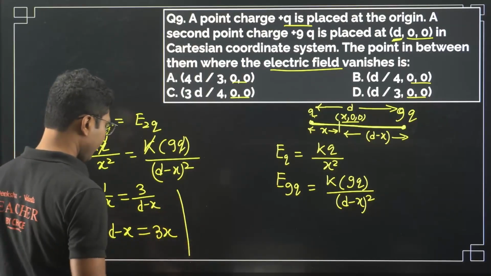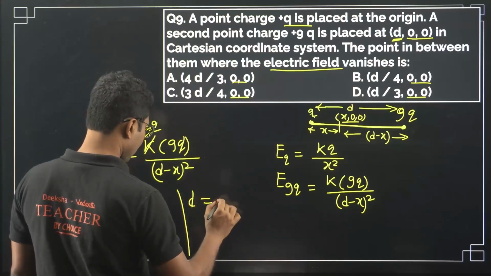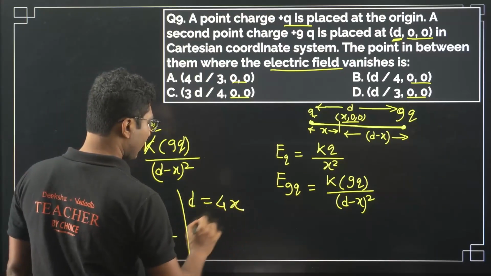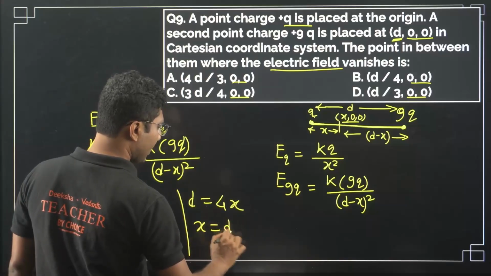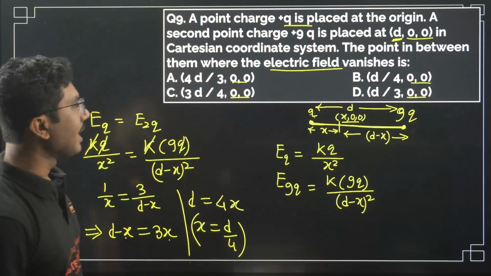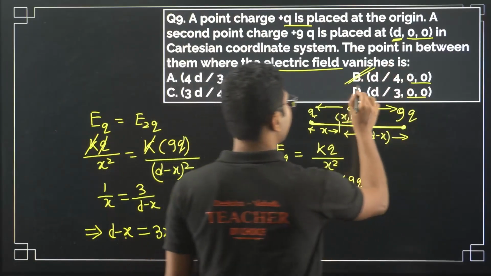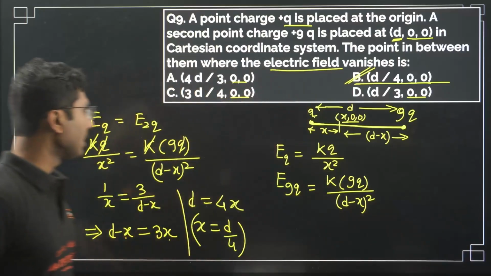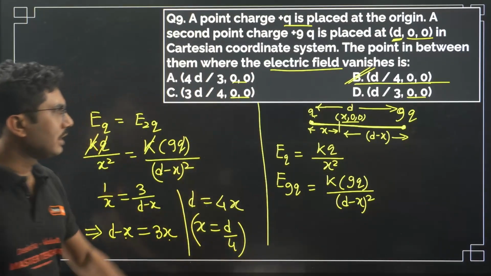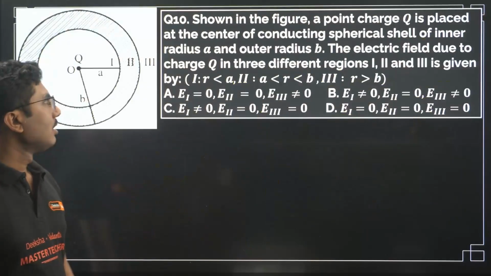So from here we get d equals 3x plus x, that is 4x, or x equals d by 4. So the coordinate will be d by 4, 0, 0, that is option B. This is the correct answer. Not super difficult, the only thing you have to do is calculate the electric fields and compare them.